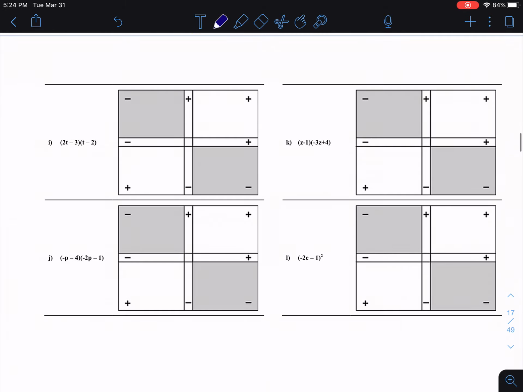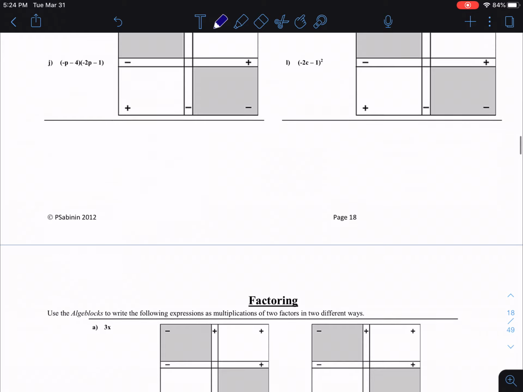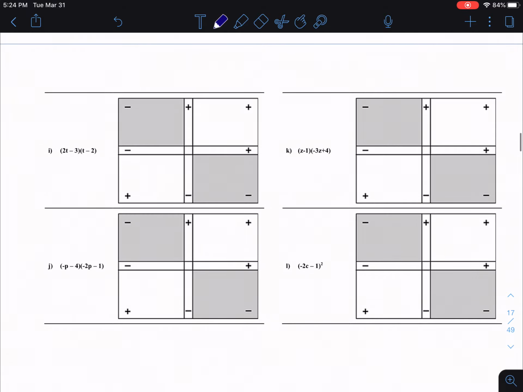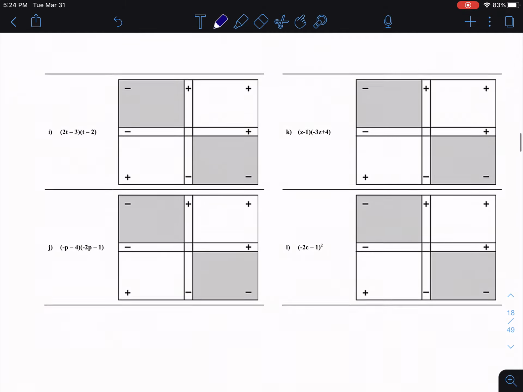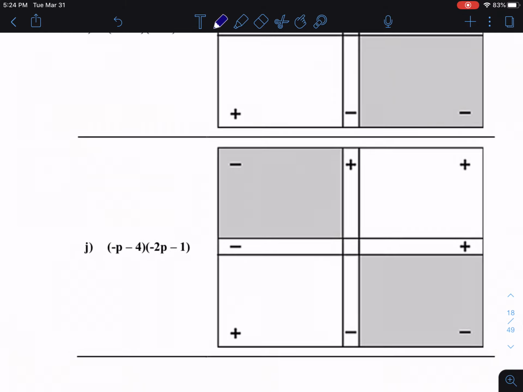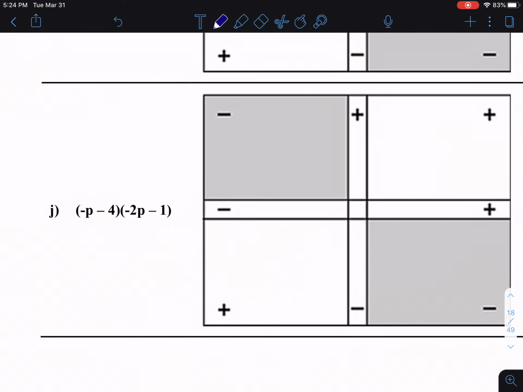So I have a whole bunch of examples on page 18 that I'd like you to work through. Now I'm going to do two of them, J and L. And then if you have any questions on I and K, you can make sure to ask me and I'll flesh those out as well.